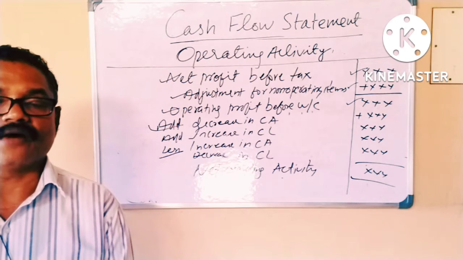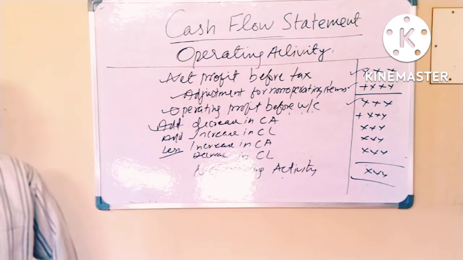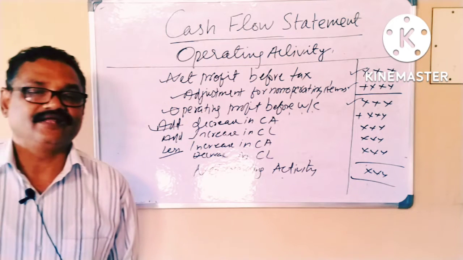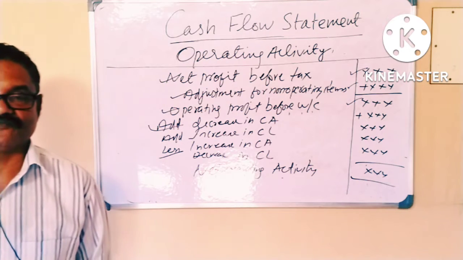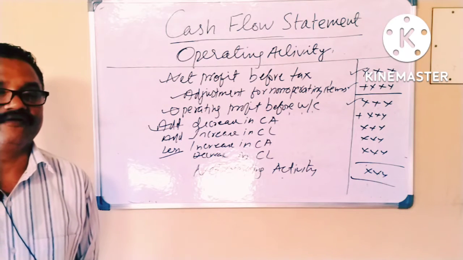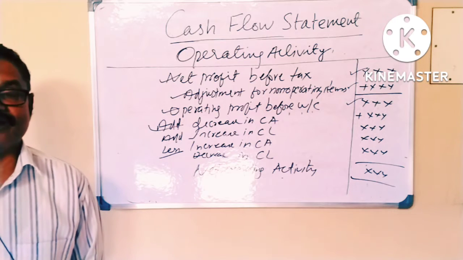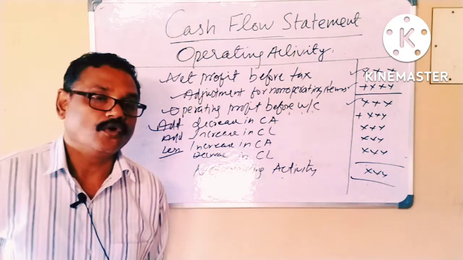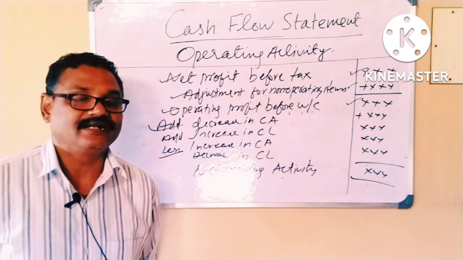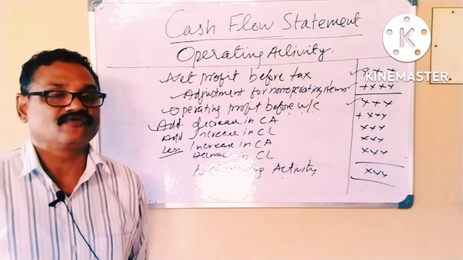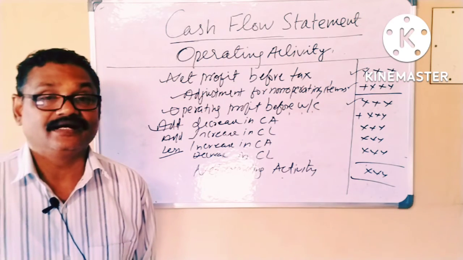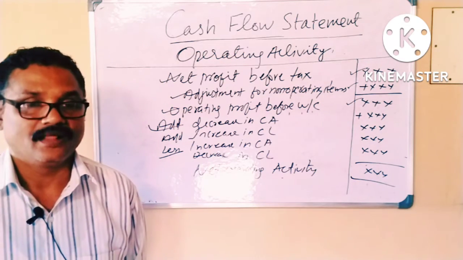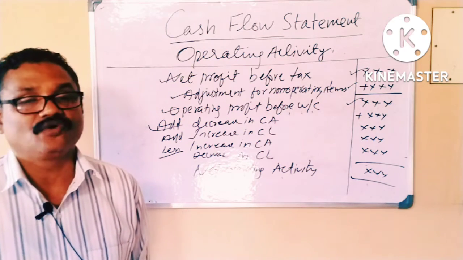So after preparing the three heads, the next step is to make a total of the three heads: operating, investing, and financing activities. These three totals give the grand total. Afterwards, add the opening cash balance. While taking decrease or increase in the value of assets, we cannot take a decrease or increase in the value of cash and bank. So here, last time we have to adjust.